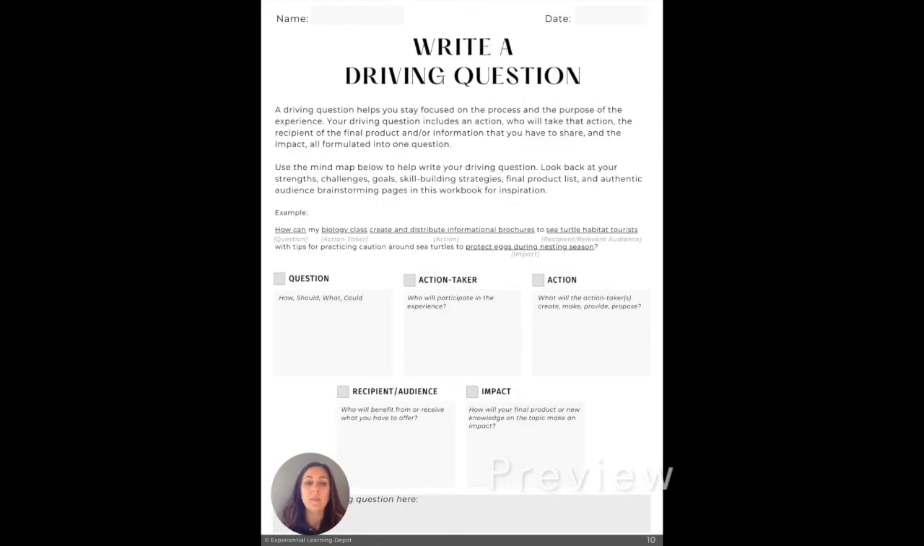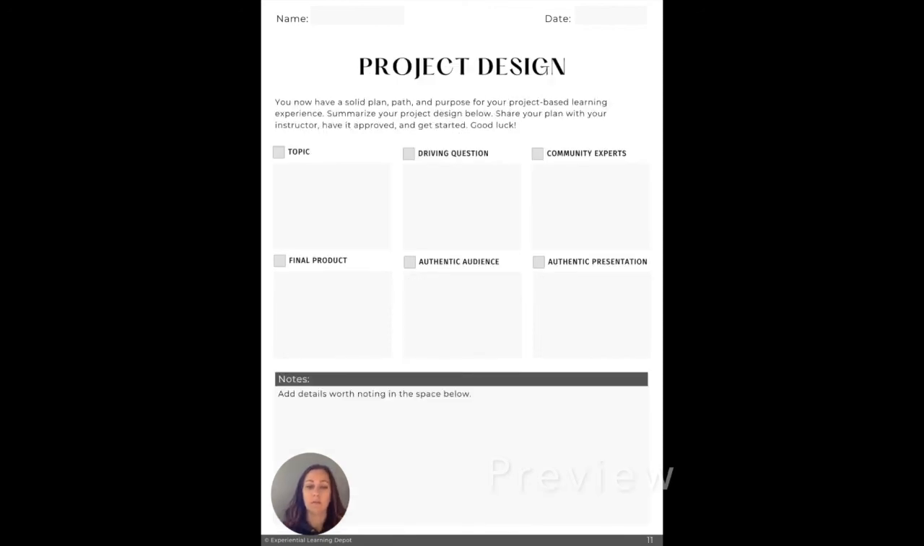And then they can use all of what they just did to write a really focused, purposeful driving question to, from this point on, drive the experience. And then they add everything into this final piece, the project design.